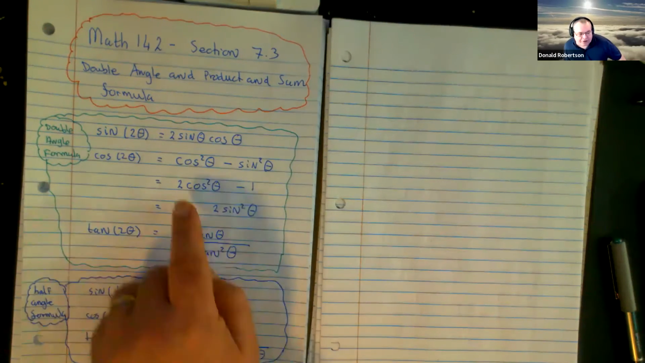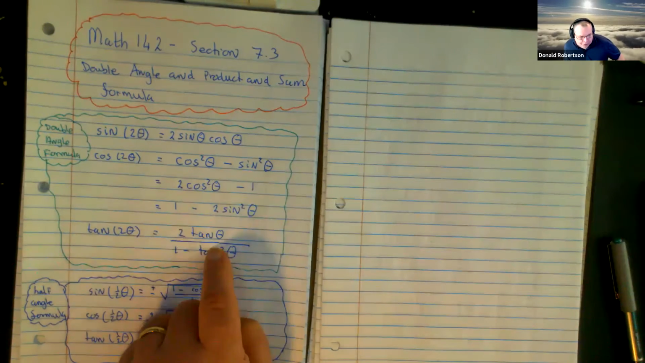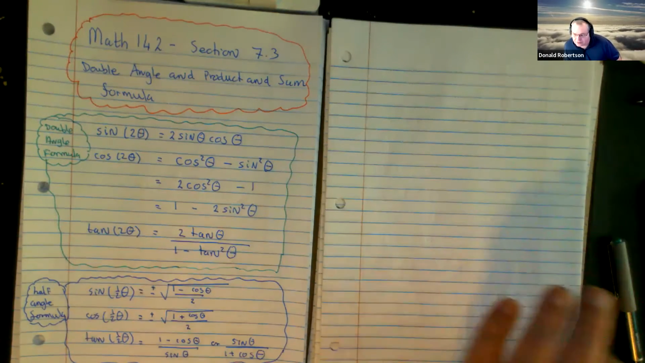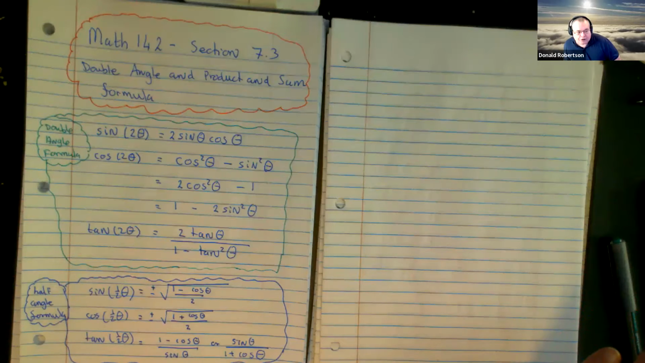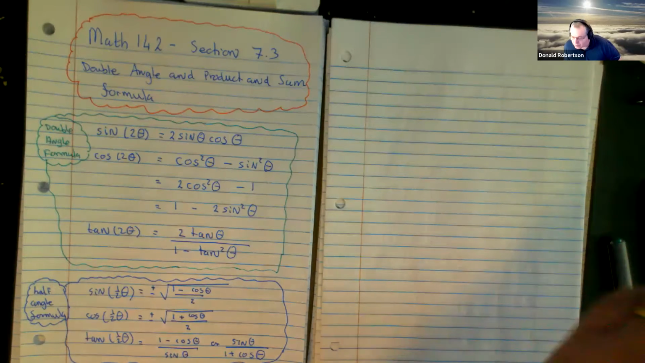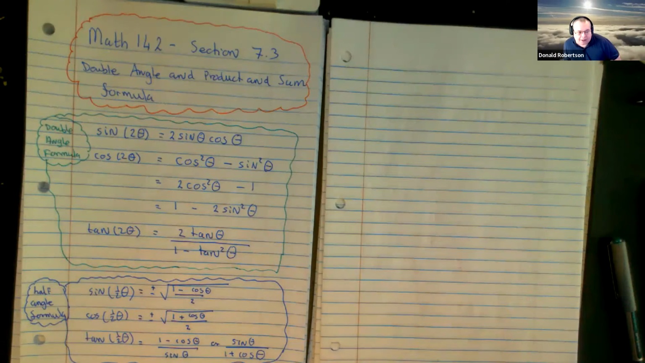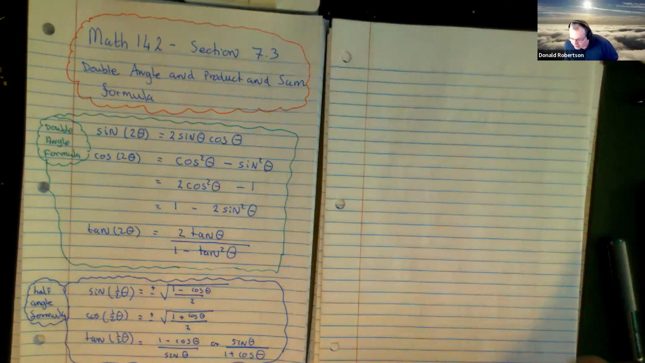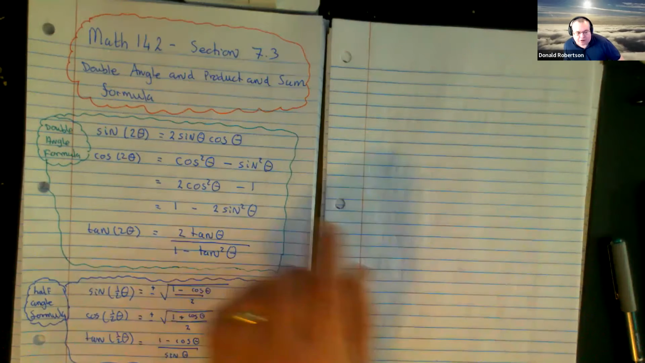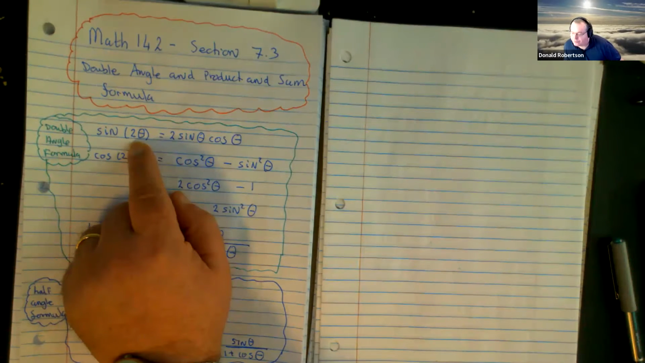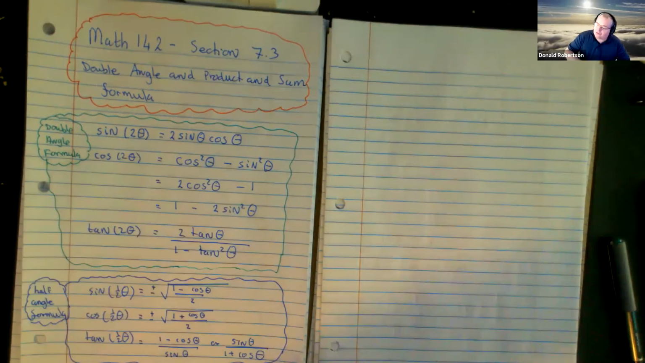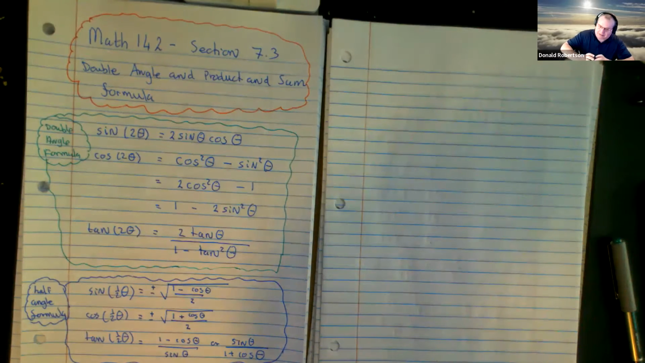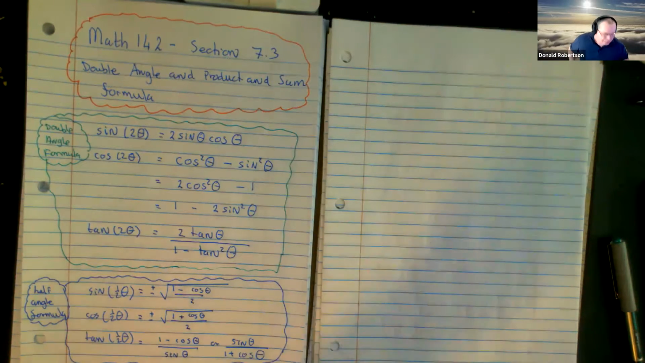So what these 3 formulas allow us to do is to find the exact value of double an angle. I might know the exact value of sine theta, and this allows me now to find the exact value of 2 theta. We're trying to get a way of getting exact values for as many possible trig angles as we can.